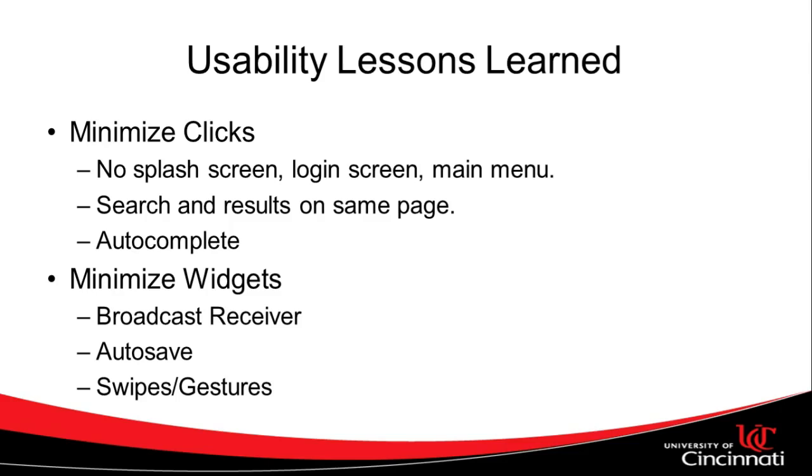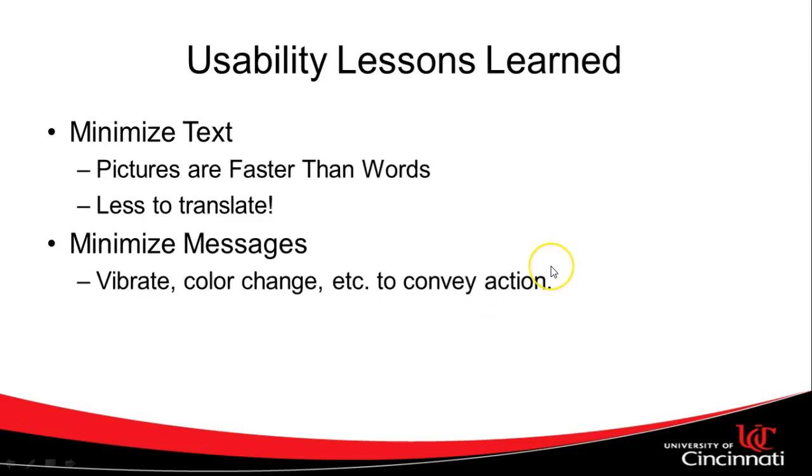Minimize widgets. Use things like the broadcast receiver so that the phone knows when to synchronize. We don't have to ask the user for this. Autosave removes the save button. Just allow a swipe or a gesture to allow the user to get back to a previous record and edit it if need be. That also goes with the Android theme or the Apple theme of: make the decision for me, but let me have the final say. So we can always go back and edit existing records.